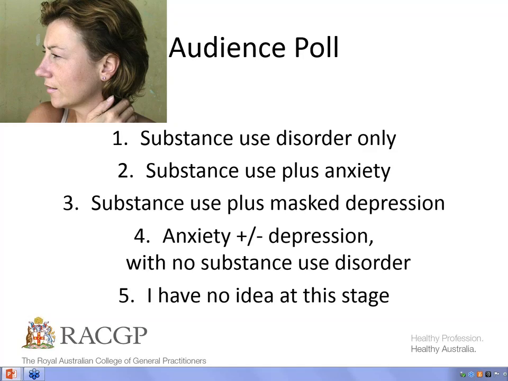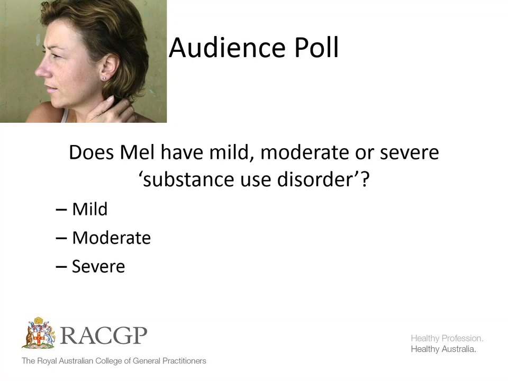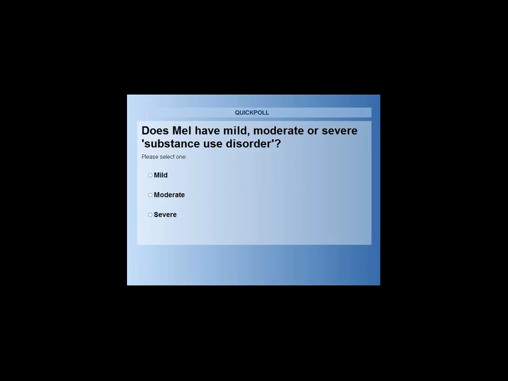And we're just going to move on because I think everyone, apart from number 5, suggested that she had a substance use disorder. Is it mild, moderate, or severe? So we'll open the next poll. So we'll just wait for the poll to come up on the screen. And then 1, 2, or 3 to work out where you think she's at: mild, moderate, or severe. And this is a spectrum. So there isn't necessarily an absolute right answer, but we'll guide you through this.